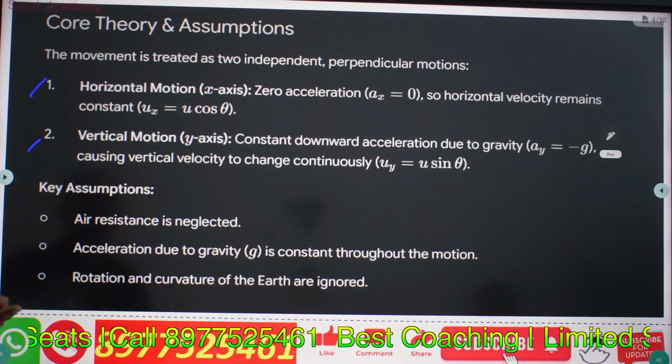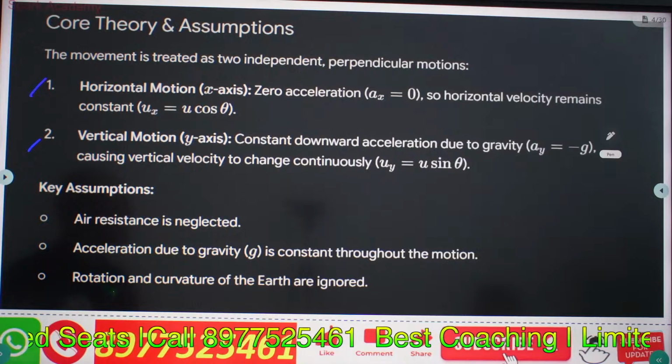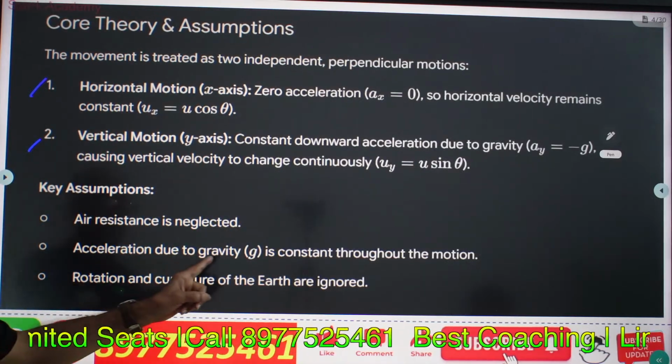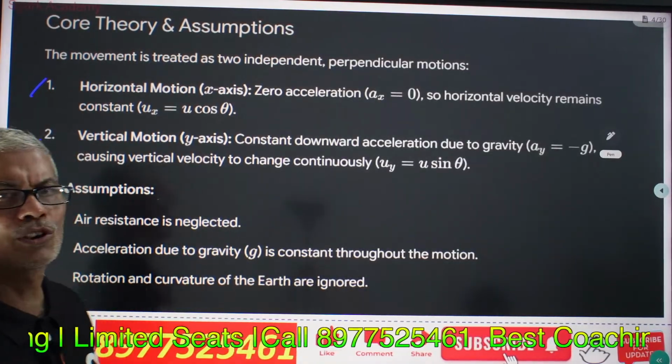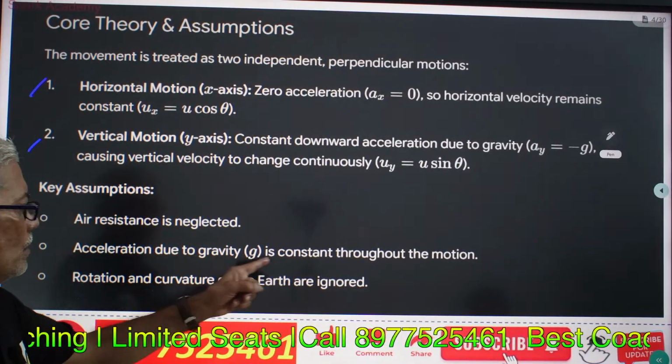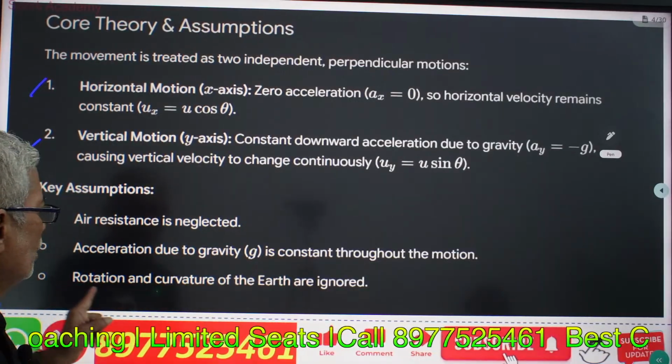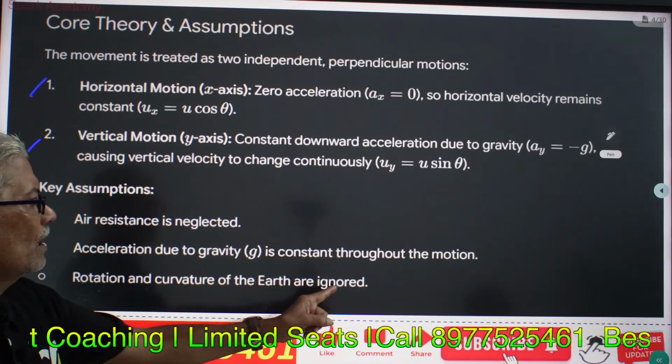Now what are the assumptions? Air resistance is neglected. Acceleration due to gravity g is constant throughout the motion. Okay, g will be constant throughout. Rotation and curvature of the earth are ignored.